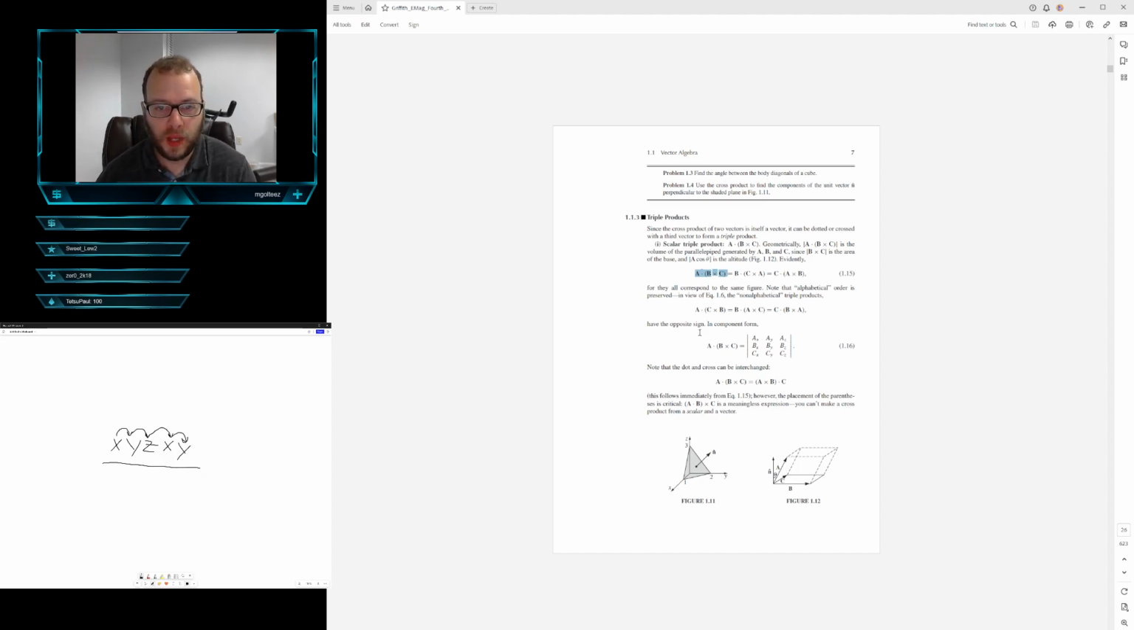So you can remember A dot B cross C, and you can start to do the math, or you can just remember its components form, that A dot B cross C is simply the determinant of A, B, and C.